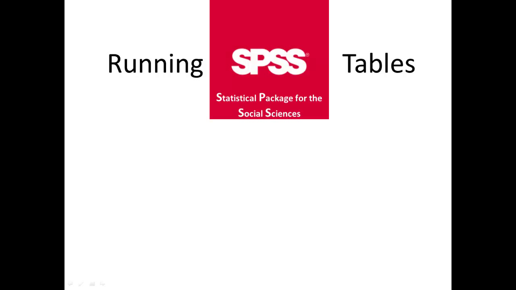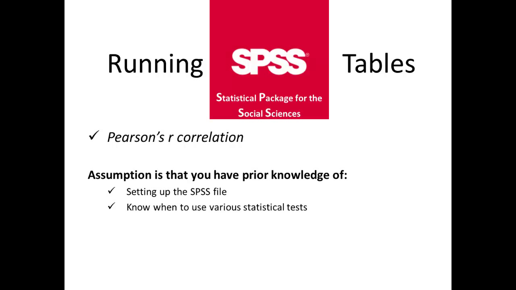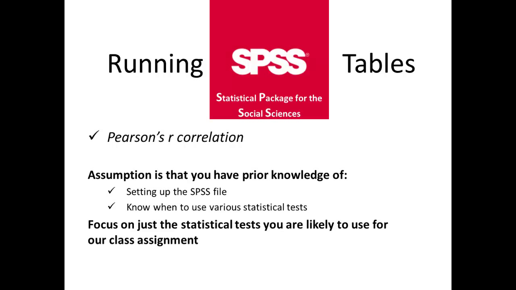You now know how to run some bivariate statistics, such as cross-tabulation analysis, t-tests, and ANOVAs. Now we'll look at Pearson's R correlation, which is another type of bivariate analysis. The same assumptions hold as for previous videos on how to run SPSS tables.